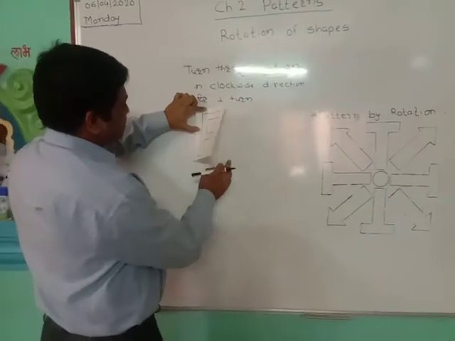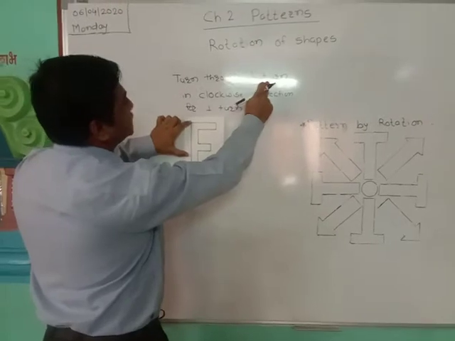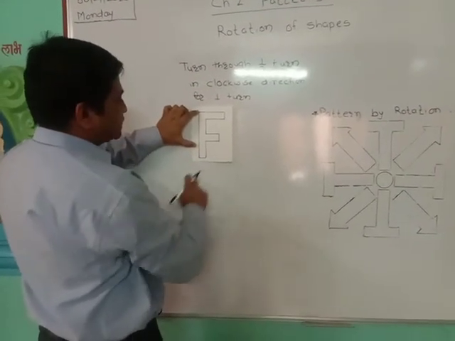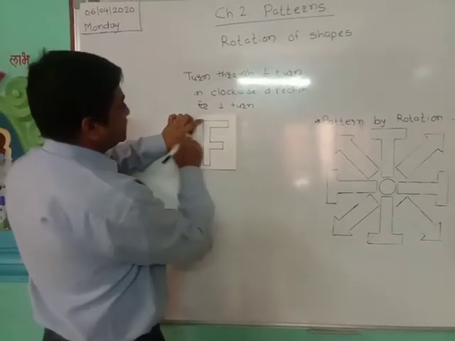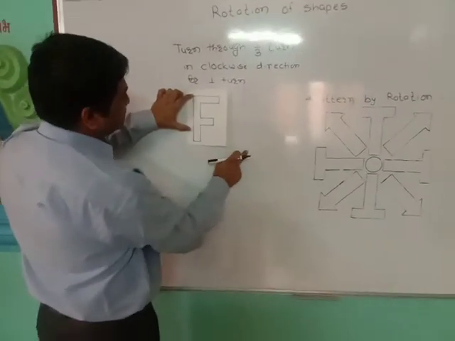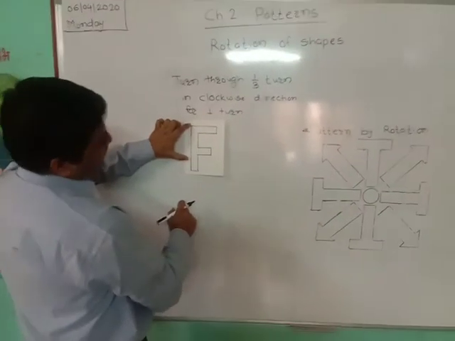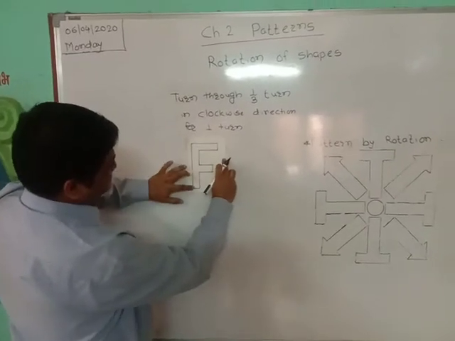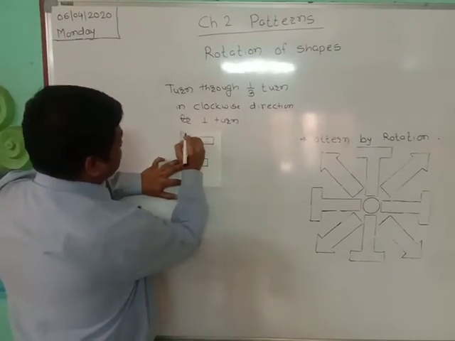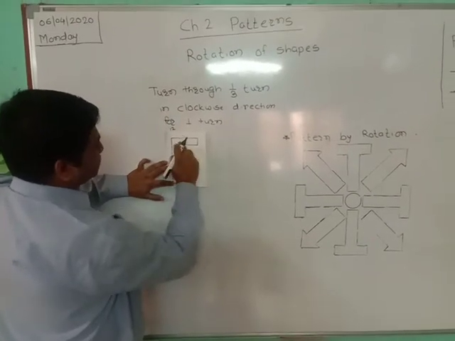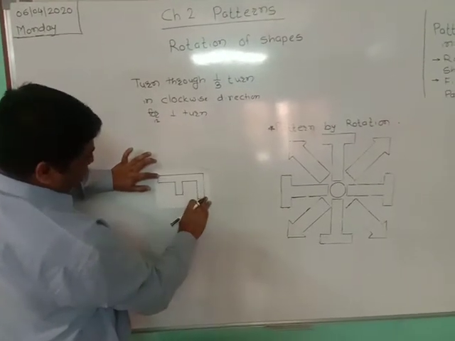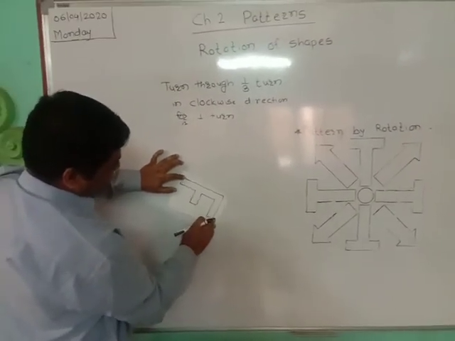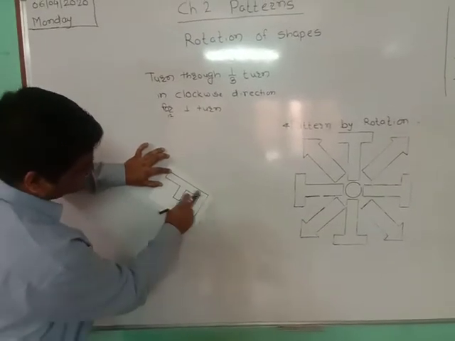Our next alphabet is F. It says turn through 1/3 of a turn in clockwise direction for one complete turn. It means we are going to turn F for one complete turn. For every turn we are turning it through 1/3 of a turn in the clockwise direction. So again, taking the reference point, we are going to turn it. This now is at 12 o'clock. From 12 we are going to 4. This will be a turn of 120 degrees, and we are going further to 8 o'clock.